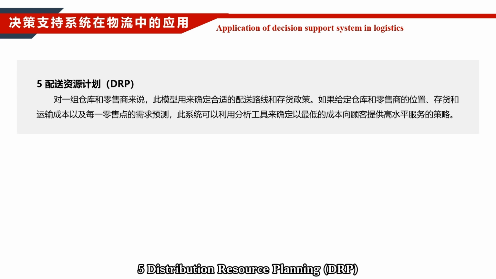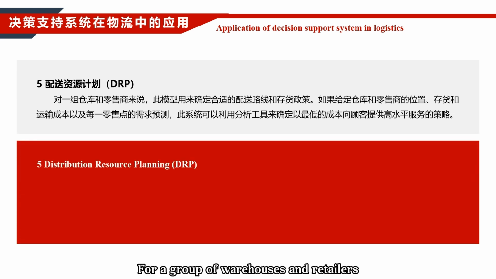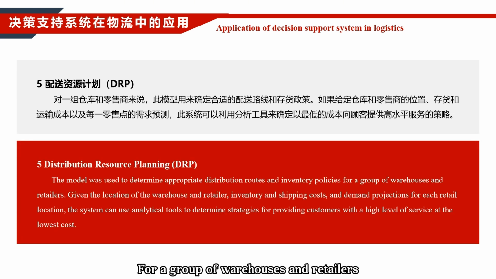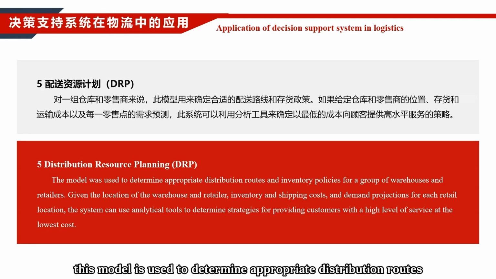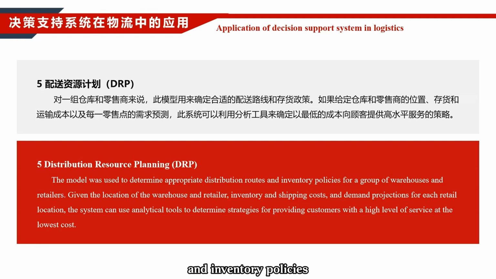5. Distribution resource planning, DRP. For a group of warehouses and retailers, this model is used to determine appropriate distribution routes and inventory policies. Given the locations of warehouses and retailers, inventory and transportation costs, and demand forecasts for each retail point, this system can use analytical tools to determine strategies for providing customers with high-level service at the lowest cost.